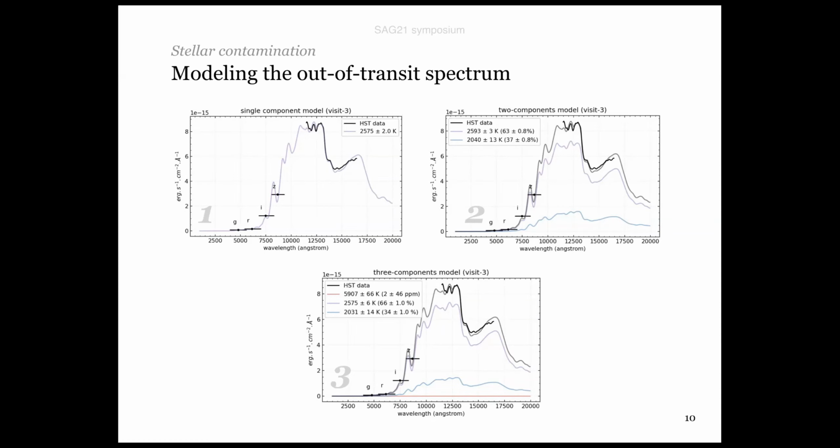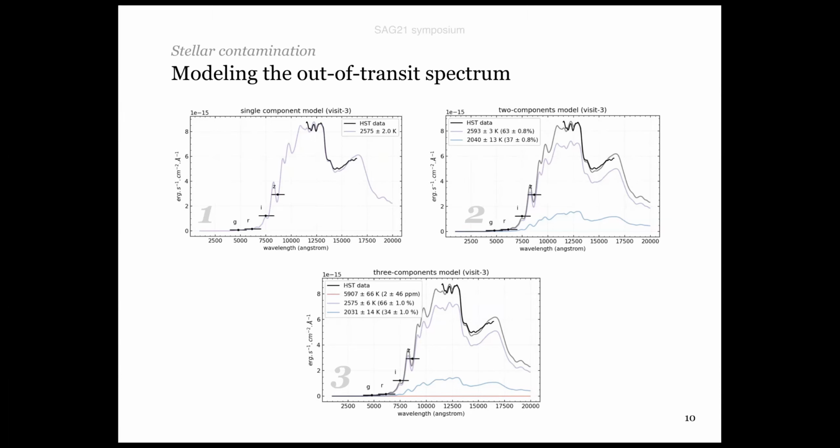For this one, we keep a pure photosphere, but then we allow for one component, either cold or cool. This model gives a pure photosphere with a temperature similar to the previous one, and a colder component, so 37% of cold spots, 500 Kelvin cooler than the pure photosphere.